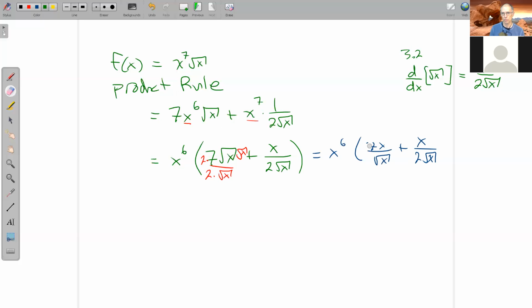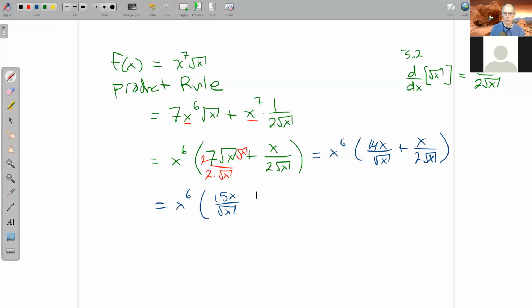And that's going to give me 14x in the numerator. All right, that's an x down there. So, well, that's nice. Now I can add the numerators. So x to the 6th is still hanging out. And now I have 14x plus 1x is 15x over the square root of x.